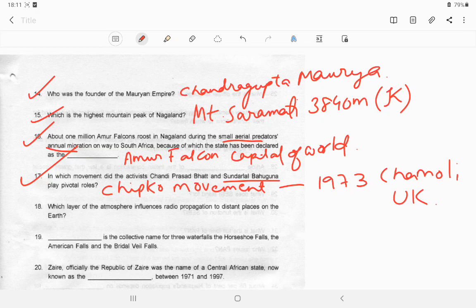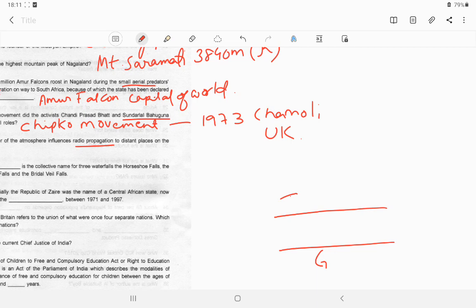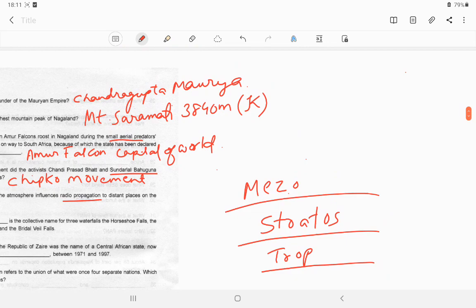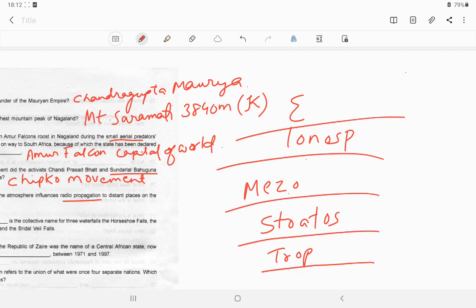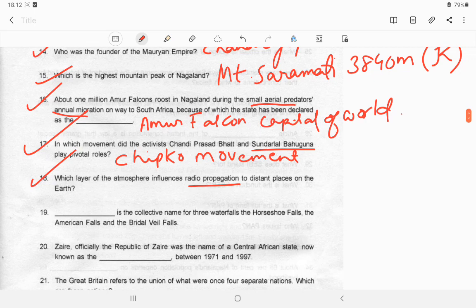In which layer of the atmosphere does it influence radio propagation to distant places on the earth? The first layer is called the troposphere. Next to it are the stratosphere, mesosphere, ionosphere, and exosphere. In the ionosphere there are ions, positive or negative, which help radio propagation by combining signals. So the answer is ionosphere.